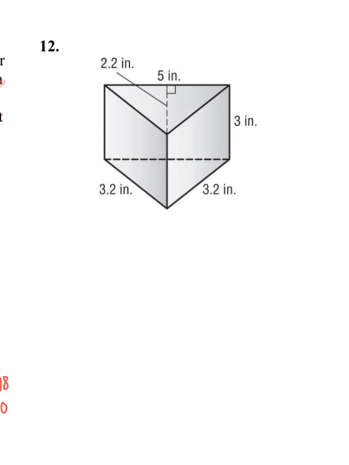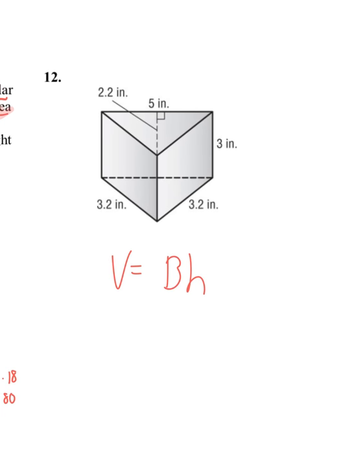All right, so this is kind of a weird looking one. So we have to find the volume of this. Remember, we're using big B times H. And in this one, we have to actually figure out what big B is. So I'm going to focus on finding the area of this triangle right here, because that will be big B.